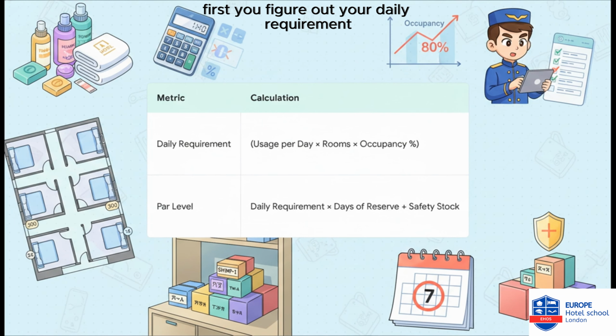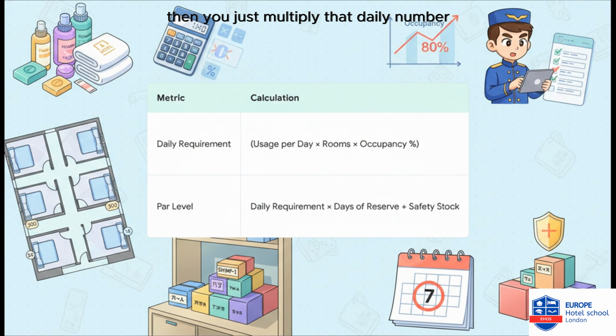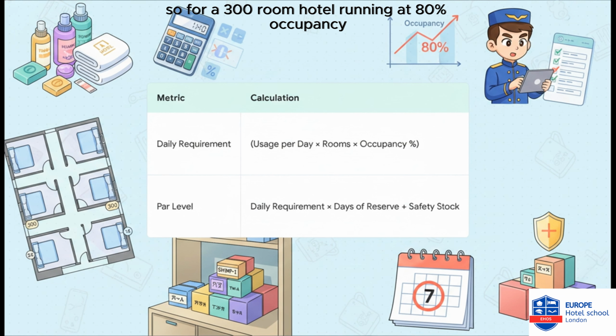First, you figure out your daily requirement. That's simply the usage per day times your number of rooms times your expected occupancy. Then you just multiply that daily number by how many days of reserve stock you want to keep on hand. So, for a 300-room hotel running at 80% occupancy, your daily need is 240 little bottles of shampoo.